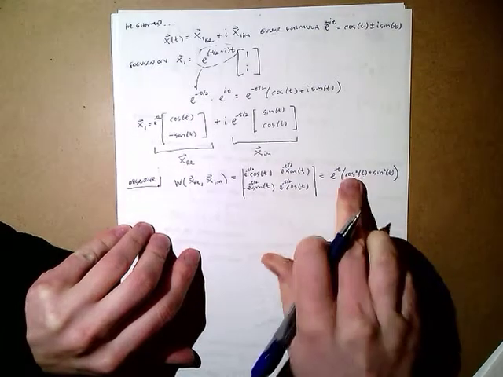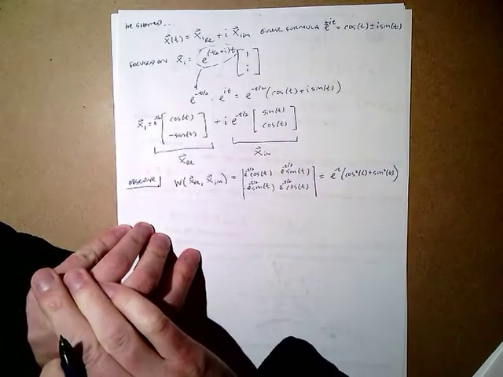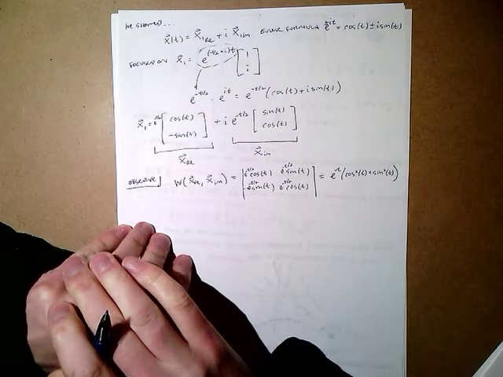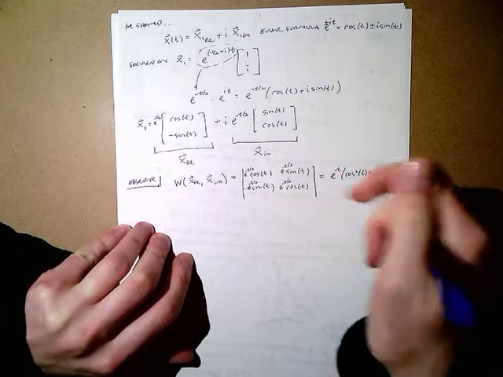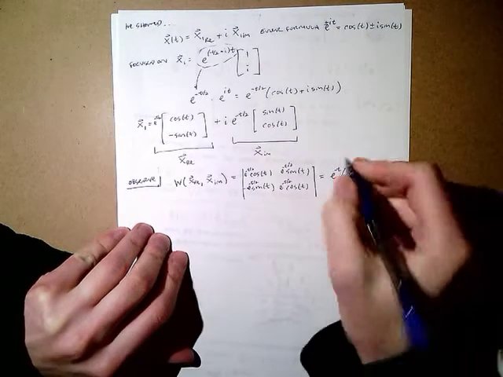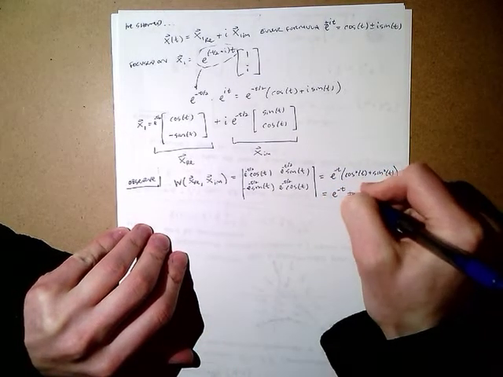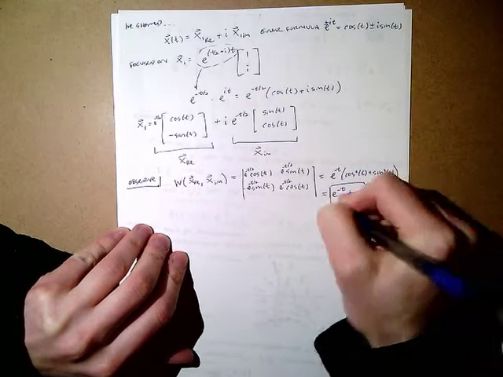And of course, this is another one of our trig identities that should be near and dear to everyone's heart. Cosine squared plus sine squared, of course, is 1. So we get e to the negative t. And most importantly, this is not equal to 0.